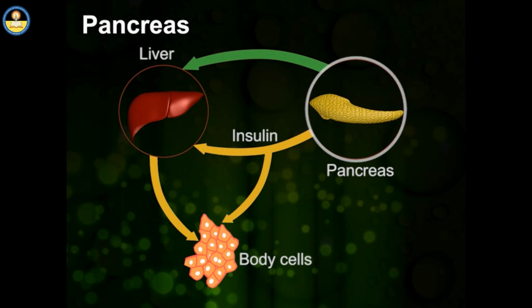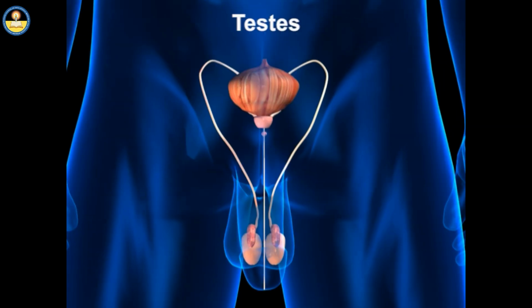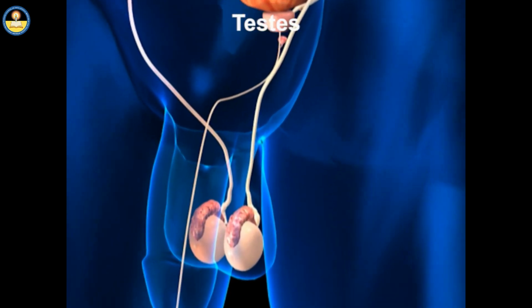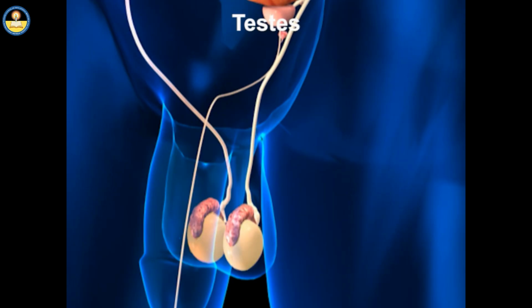Between meals, the pancreas does not produce insulin, and this allows the body to gradually release stored energy back into the blood as needed. Glucose levels remain very stable in the blood at all times to ensure that the body has a steady supply of energy.